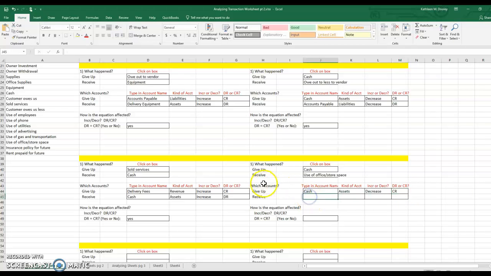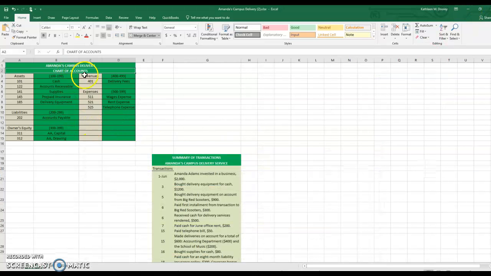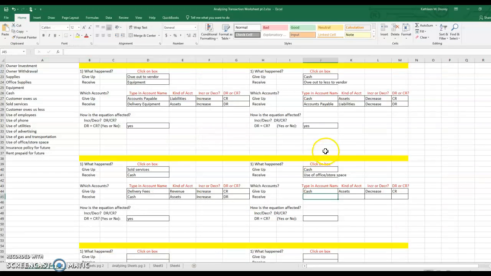Okay. Now, for my receive, I have use of office or store space. Whenever we use something, we know that's going to be an expense. So I go to my chart of accounts, I look under expense. Here's my expenses, and there's one called rent expense, which would be for using office space. So that's what I'm going to put in, rent expense. What kind of account is that? That is an expense.